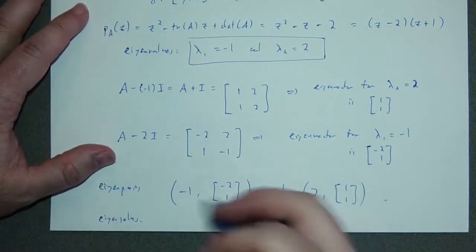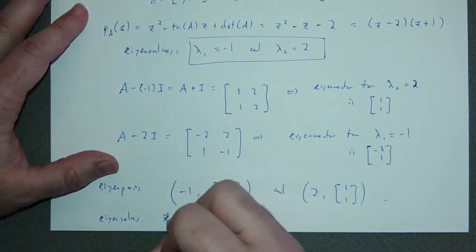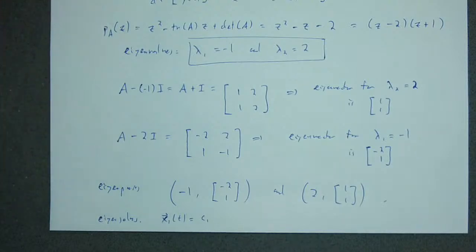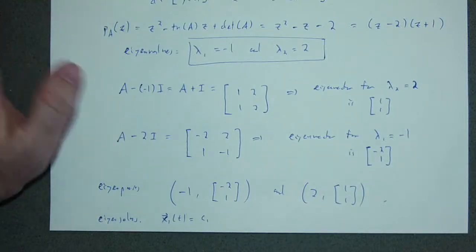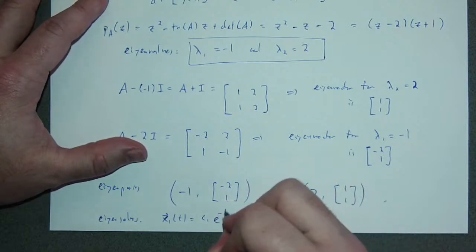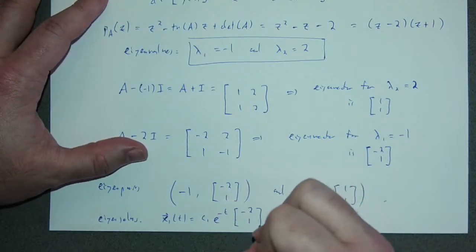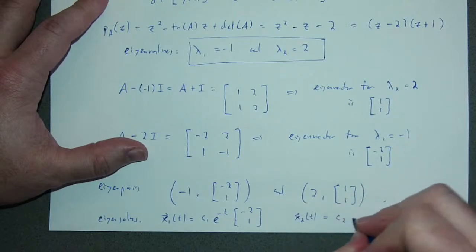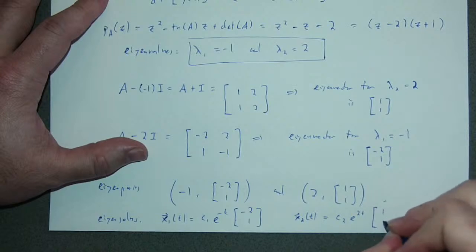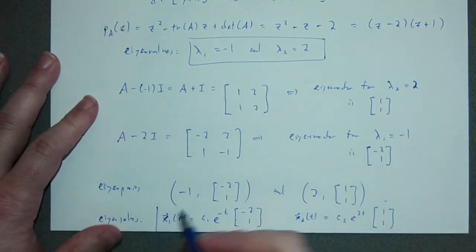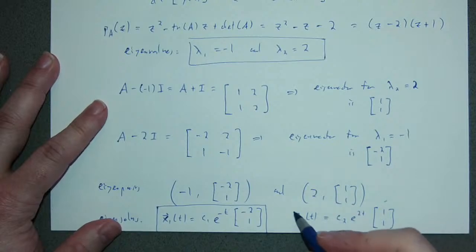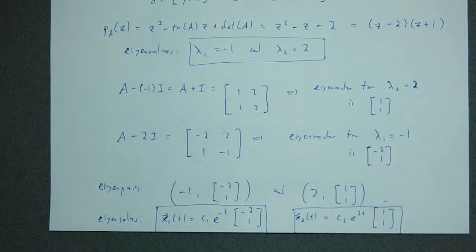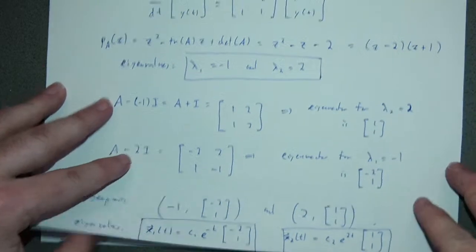I have x1 of t is, we'll call it c1. Notice I'm including the constant here. That's fine. Normally the constant multiplies x1, but we're just including it here. So this is c1 e to the minus t times (minus 2, 1). And x2 of t is c2 e to the 2t times (1, 1). All right, so those are my eigensolutions.